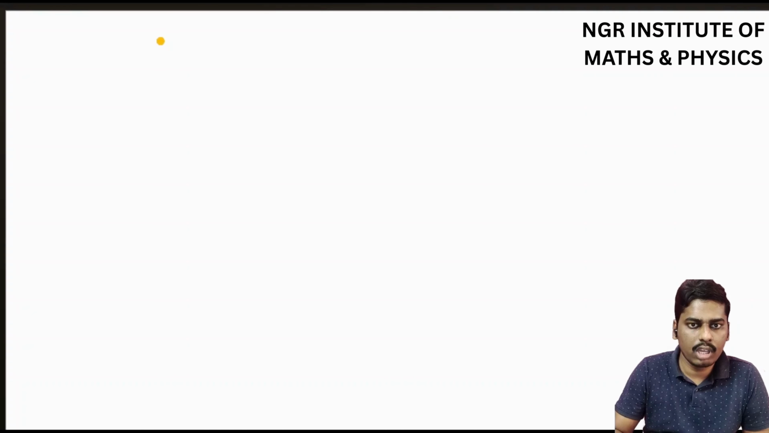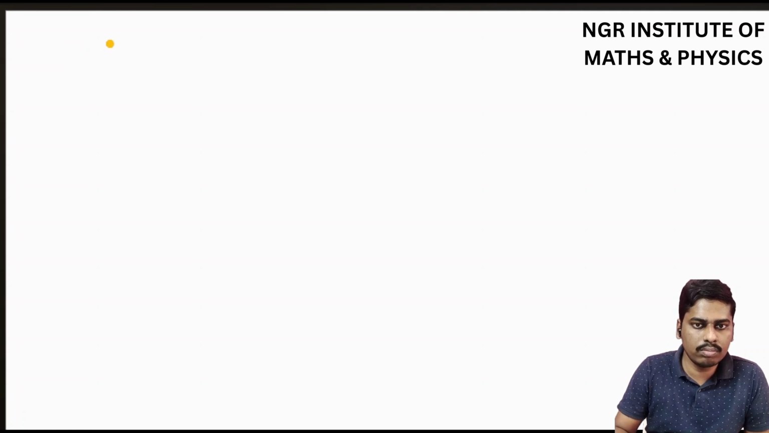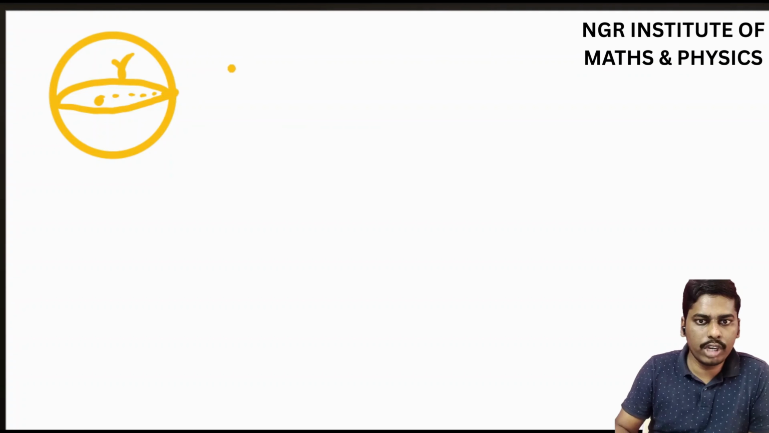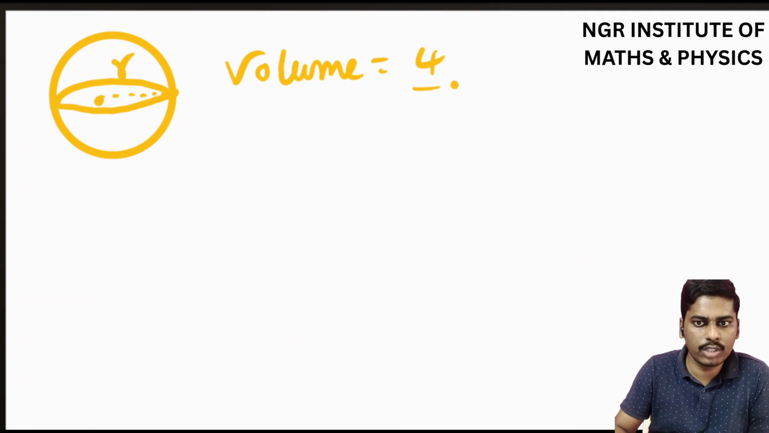And coming to the next thing, suppose there is a sphere. This is the radius r of the sphere, and we need to calculate the volume of the sphere. We know the volume of the sphere formula is 4 by 3 pi r cubed.